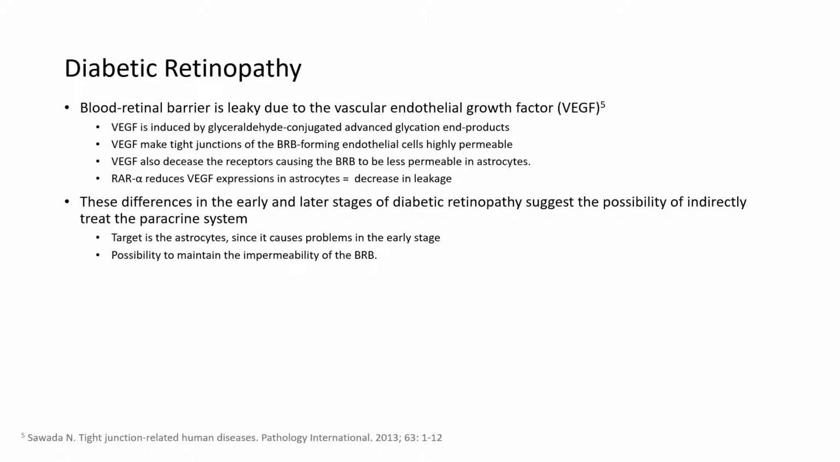And also there was something, RAR alpha, that reduced the growth factor expression in astrocytes, which decreased the leakage. And this actually was a target that they suggested should be looked into, targeting the astrocytes to try to decrease the leakage or just stop it by possibly maintaining the impermeability of the blood-retinal barrier.